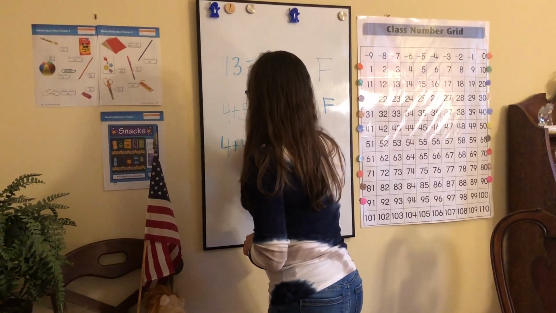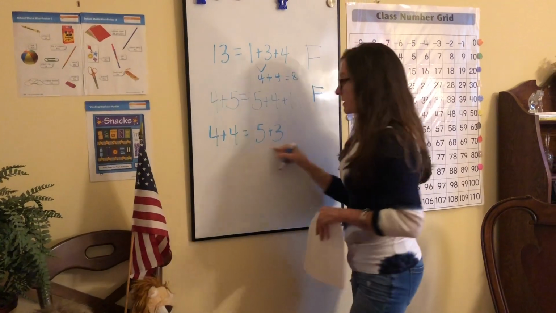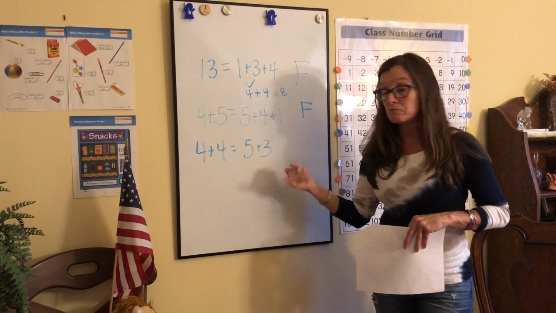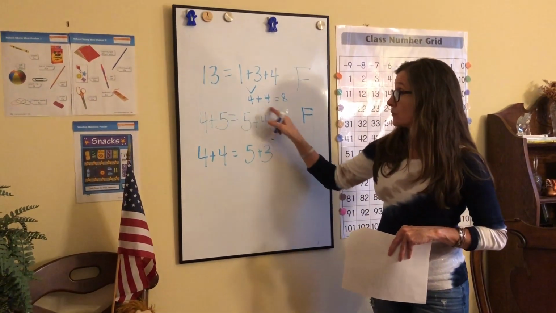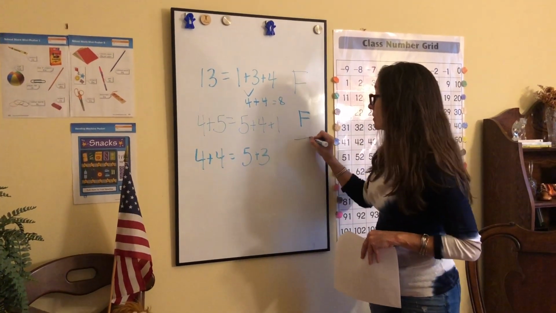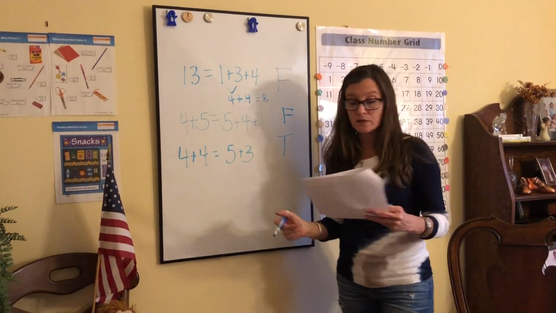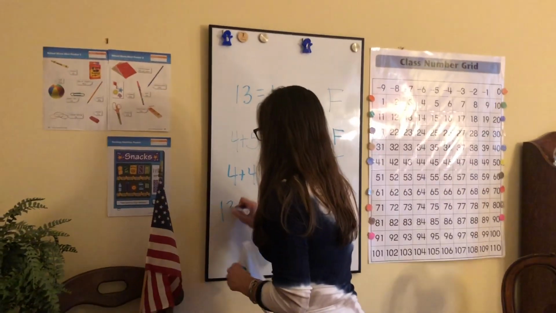4 plus 4 equals 5 plus 3. Well, that's a lot of numbers. Do they actually all go together? Well, we already decided 4 plus 4 is 8 up here. 5 plus 3, that's true. 4 plus 4 does equal 5 plus 3 because they are both 8 for that sum. Let's look at one more.